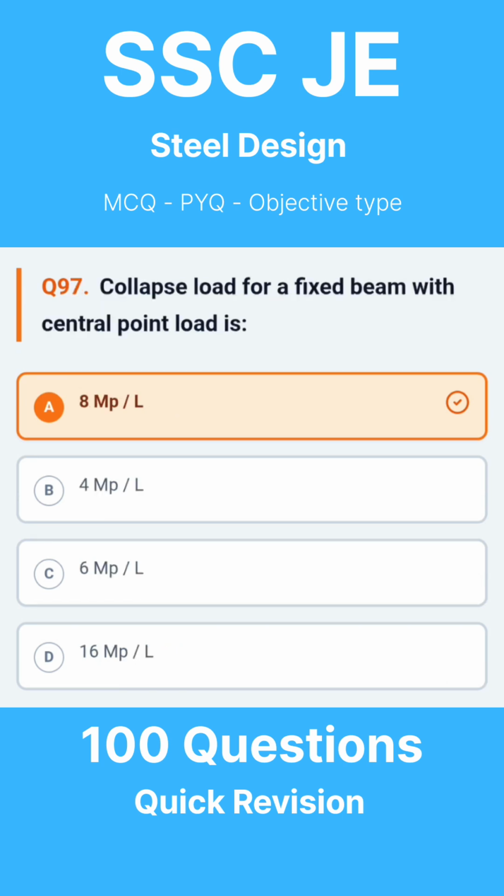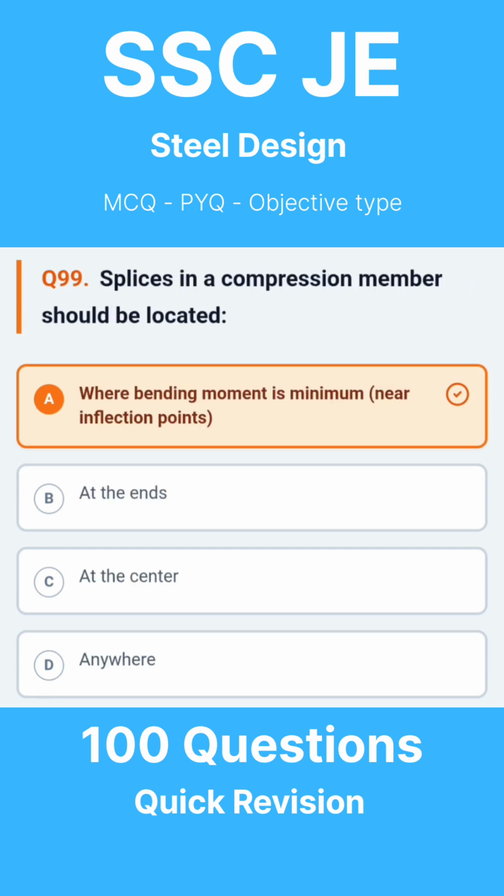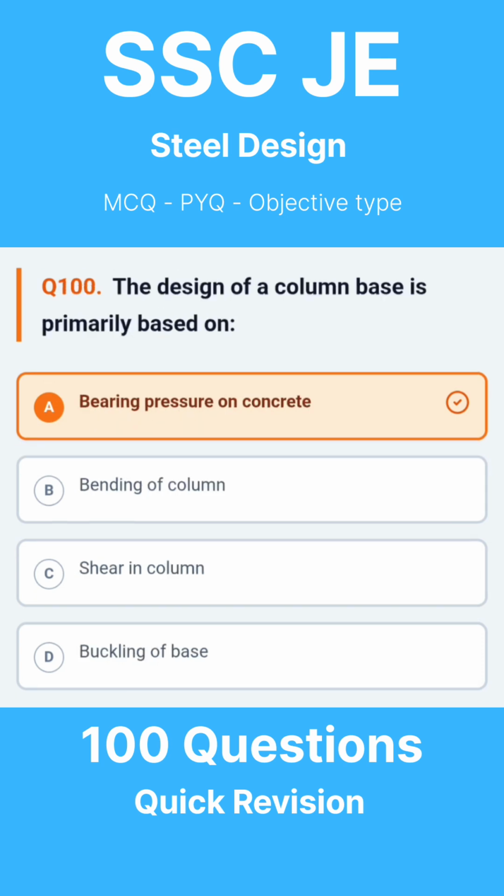Question 97. Collapse load for a fixed beam with central point load is. The correct answer is 8 Mp divided by L. Question 98. Collapse load for a simply supported beam with UDL is. The correct answer is 8 Mp divided by L. Question 99. Splices in a compression member should be located. The correct answer is where bending moment is minimum, near inflection points. Question 100. The design of a column base is primarily based on. The correct answer is bearing pressure on concrete.